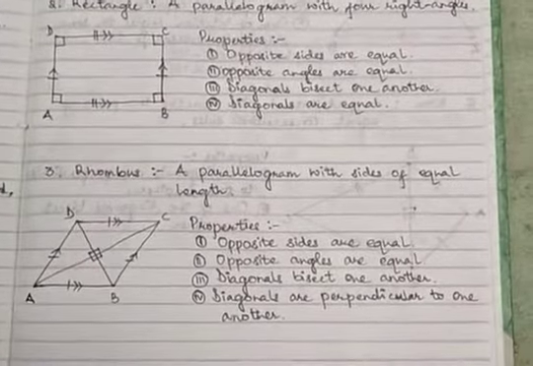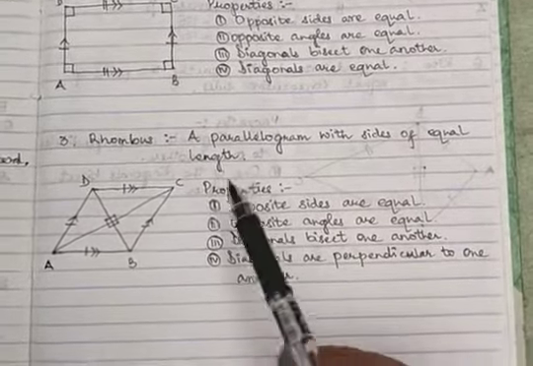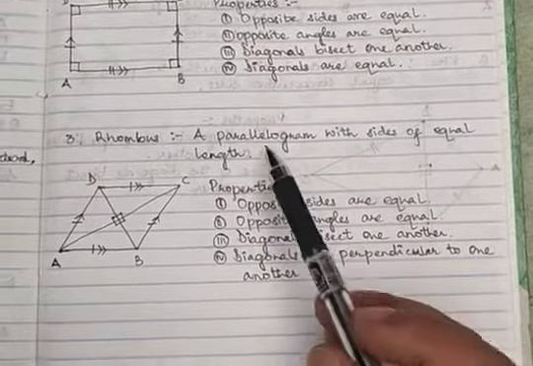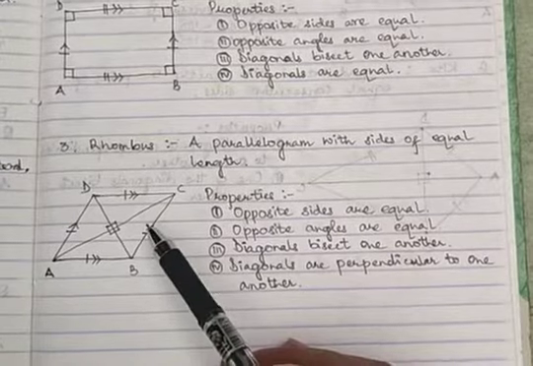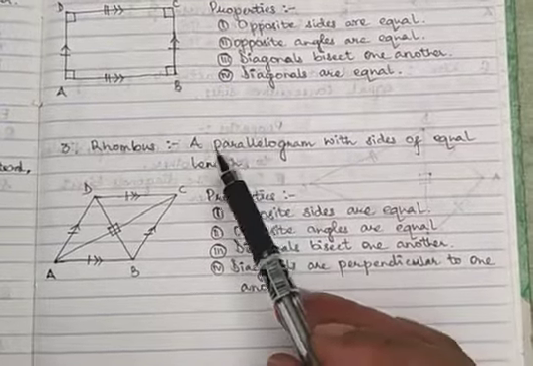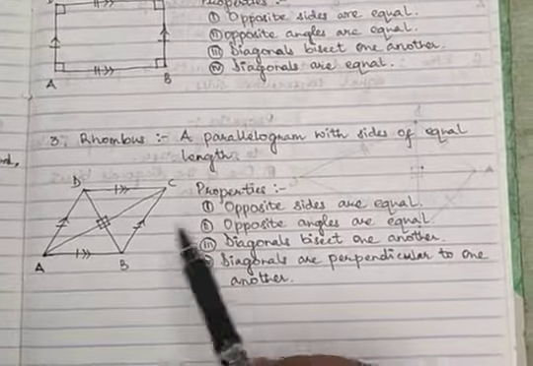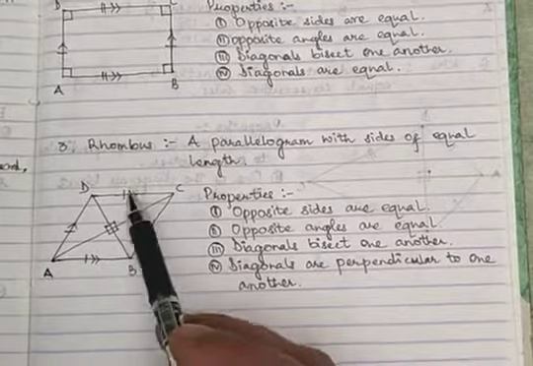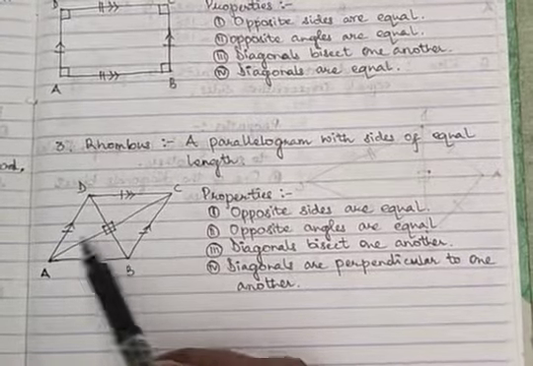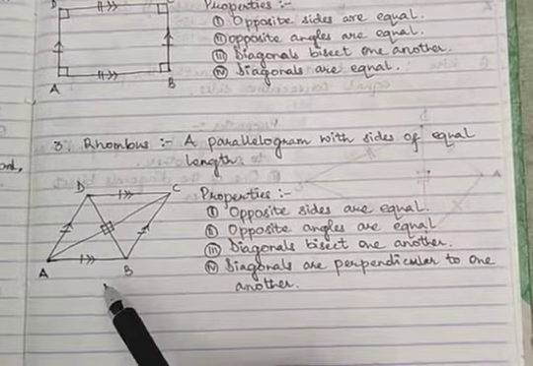Now the next one is the rhombus. So number 3, it's the rhombus. Again, a parallelogram with sides of equal length. Since it is a parallelogram, it will exhibit all the properties of a parallelogram, isn't it? Now what is unique here is that it is a parallelogram with sides of equal length. That is why I have drawn here two arrows on opposite sides, and one arrow on the other opposite sides. That means opposite sides are parallel.